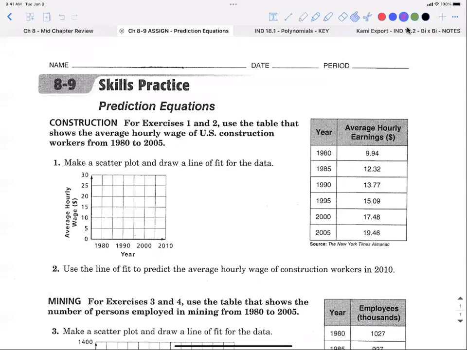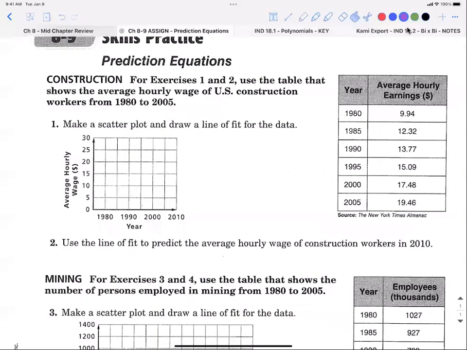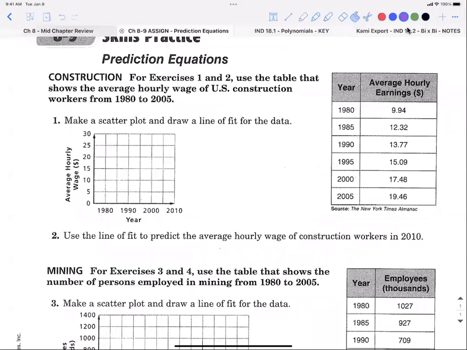So we are going to work the top half together. Your homework is the bottom half, all right? I will work the top half with you, and then I'll give you a couple little pointers on the bottom half because they're not quite identical, but you have everything you need to do them. All right, so number 1 says make a scatter plot with the data that you're given in the table.